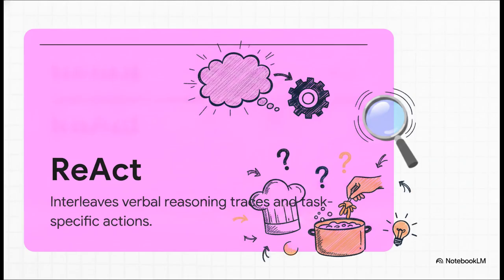The researchers basically figured out that if you prompt a model to interleave verbal reasoning traces, which are basically its inner thoughts, with task-specific actions, the model performs exponentially better. It mimics human problem-solving beautifully. Think about it like when you're cooking. You think to yourself, okay, the water is boiling, now I need to act by dropping the pasta in. REACT forces the AI to do exactly that.